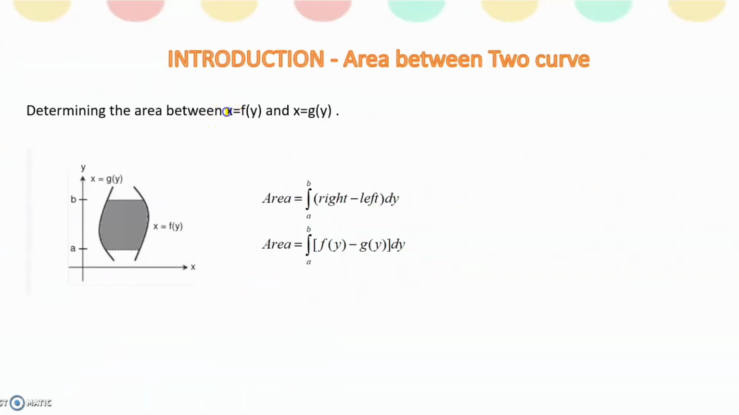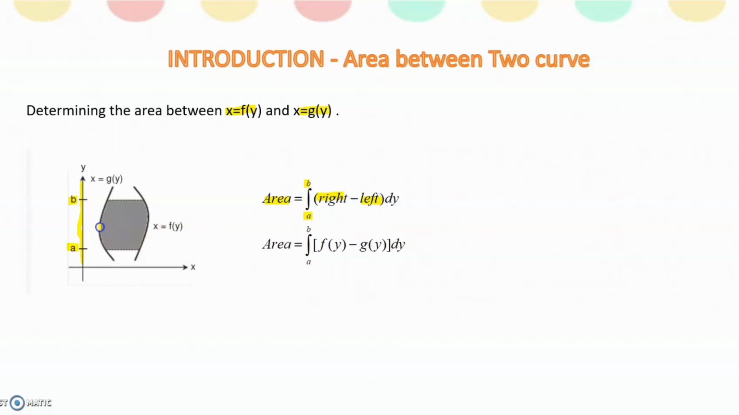Determining the area between x equal f(y) and x equal g(y). This is the formula to find the area of the shaded region defined with respect to y. The lower limit and the upper limit must be taken at the y-axis. So this is the lower limit and this is the upper limit. How to find the right and the left?